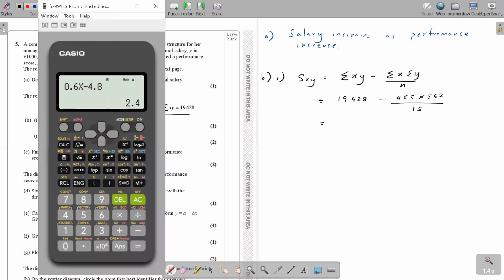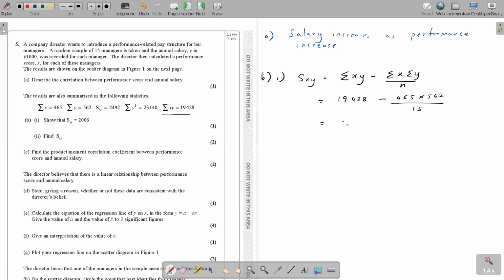Are you getting exactly 2006 or what? Yeah, exactly 2006. Okay, so 65 into 562 divided by 15, exactly 2006. Which is the Sxy. So to get the answer for the Sxy, even though it's 1 mark, you need to show all these substitutions. Okay, working, otherwise you will not get the mark.